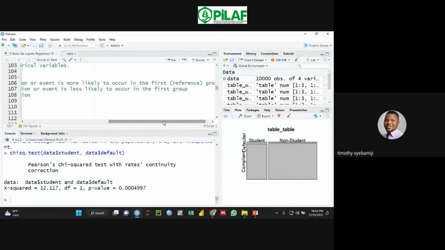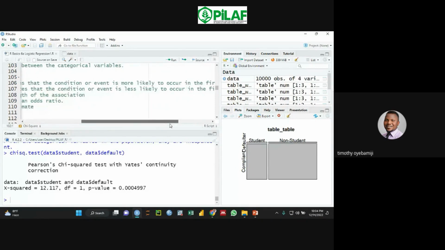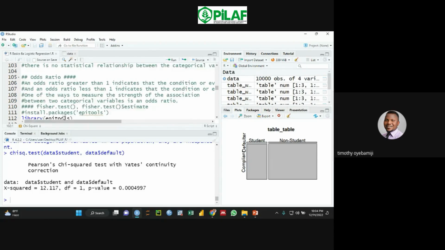All right. So why I took my time to write all of this here is that I know how tricky odds ratio can be when you are trying to interpret it. Sometimes we put it upside down. An odds ratio less than 1 indicates that the condition or event is less likely to occur in the first group than the second. All right. So when it's greater than 1, the event is more likely to occur in the first group. When it is less than 1, the event is less likely to occur in the first group.